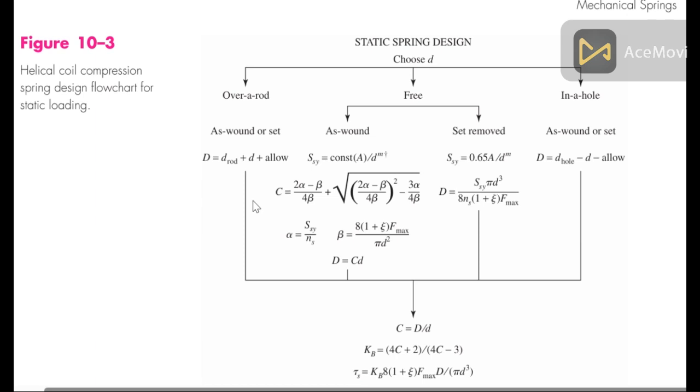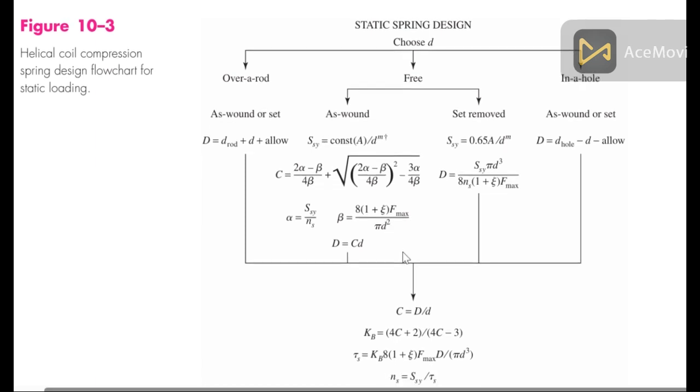The capital D, that is the major diameter, is given by the cube root of (SSY, that is yielding strength, times 2 pi small d cube divided by 8 into factor of safety, 1 plus zeta into F max, that is maximum force, and zeta is the constant). Alpha is given by SSY divided by NS, and beta is given by 8 into 1 plus zeta F max divided by pi d square. Here capital D is given by C into d.